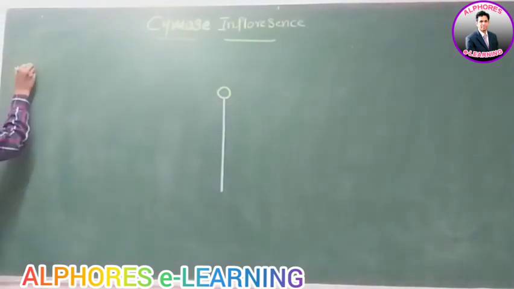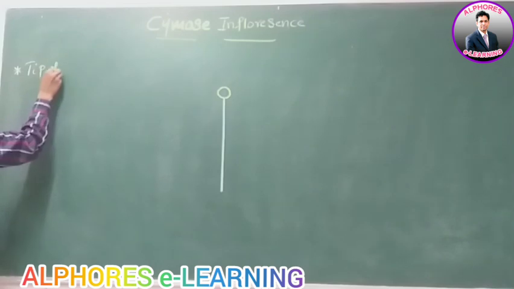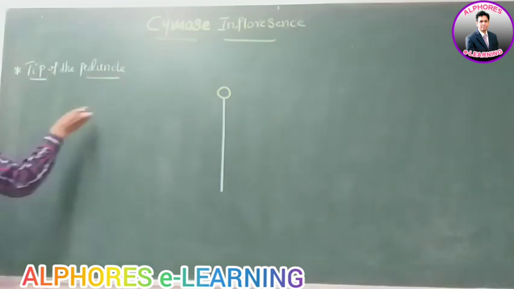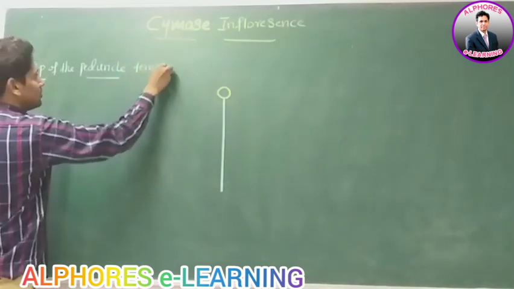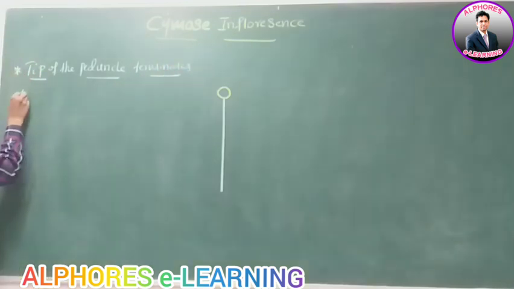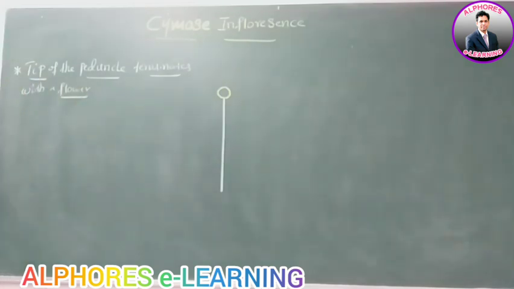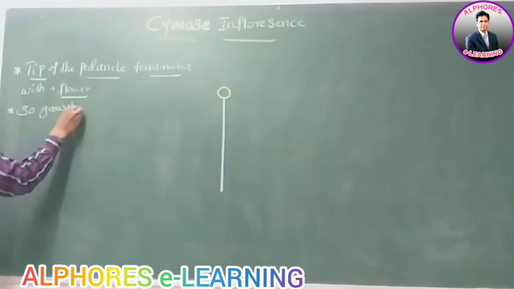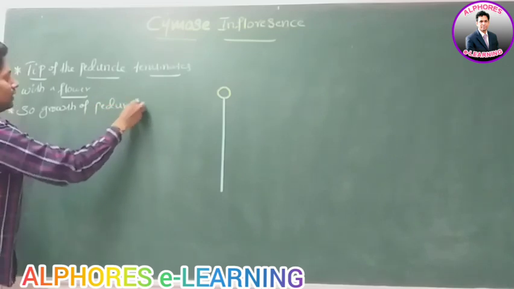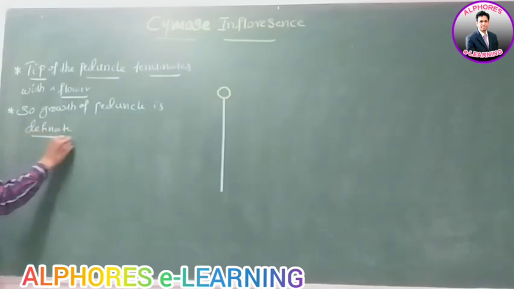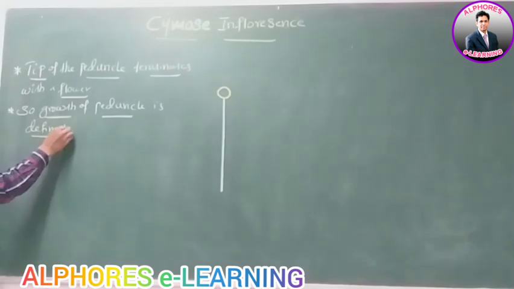Therefore, the tip of the peduncle terminates with a flower. As the tip of the peduncle terminates with a flower, growth of peduncle is definite.